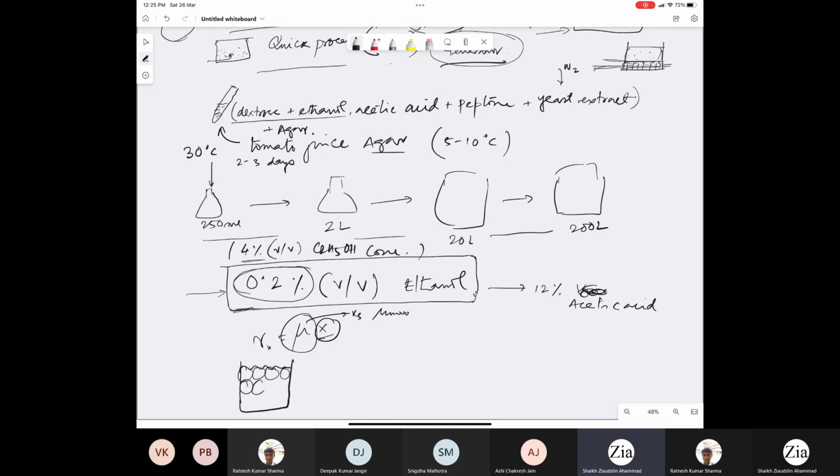You have some packing material inside the reactor, and the biofilm will grow on the outer surface of the packing material. So in a given volume, you can get a substantial amount of biomass. Another option is to have the biomass in a slurry form in a reactor where you also have a stirrer. So it will not allow the biomass to settle.